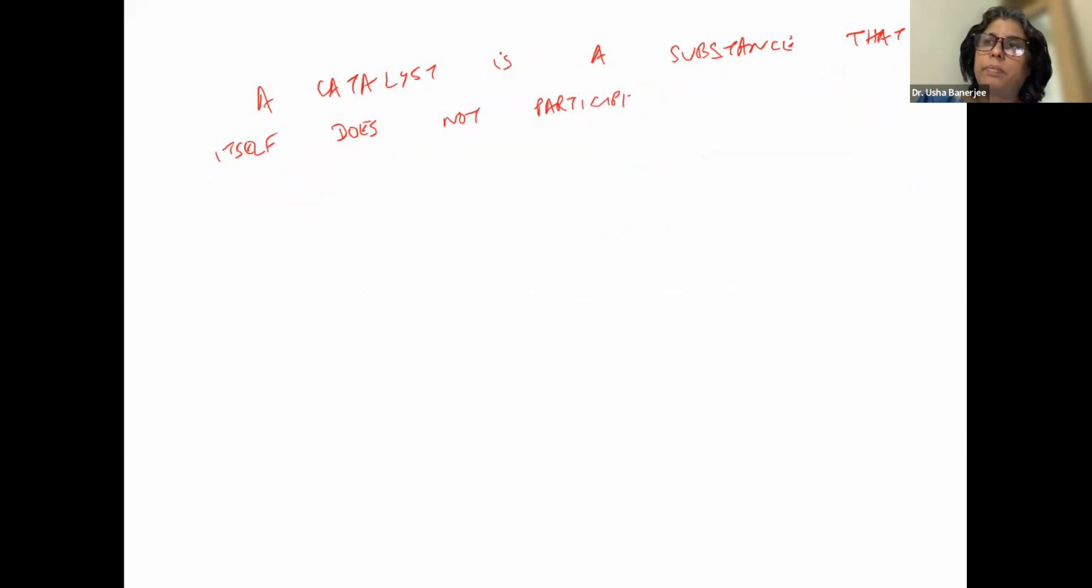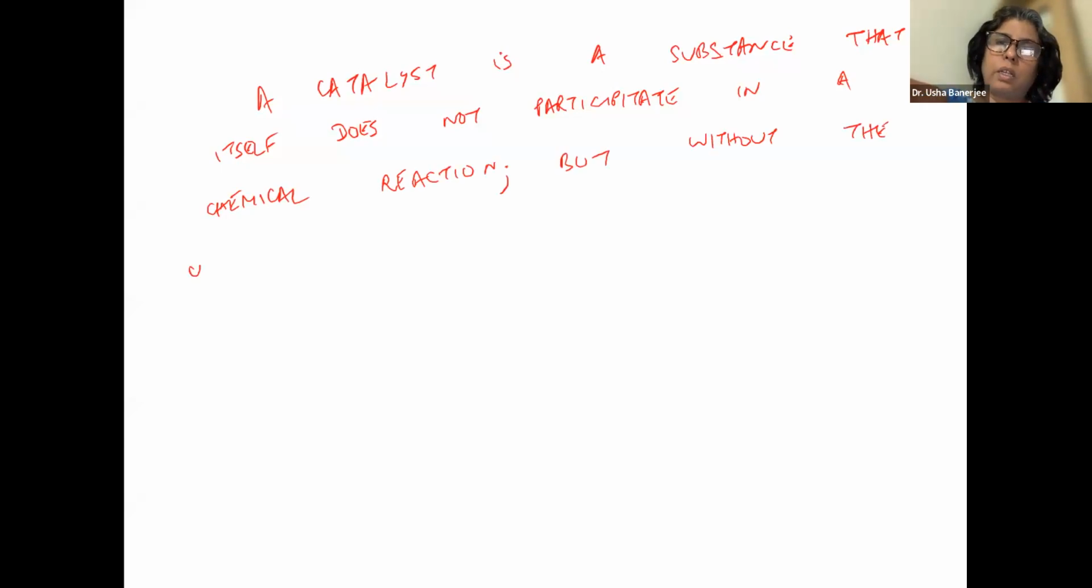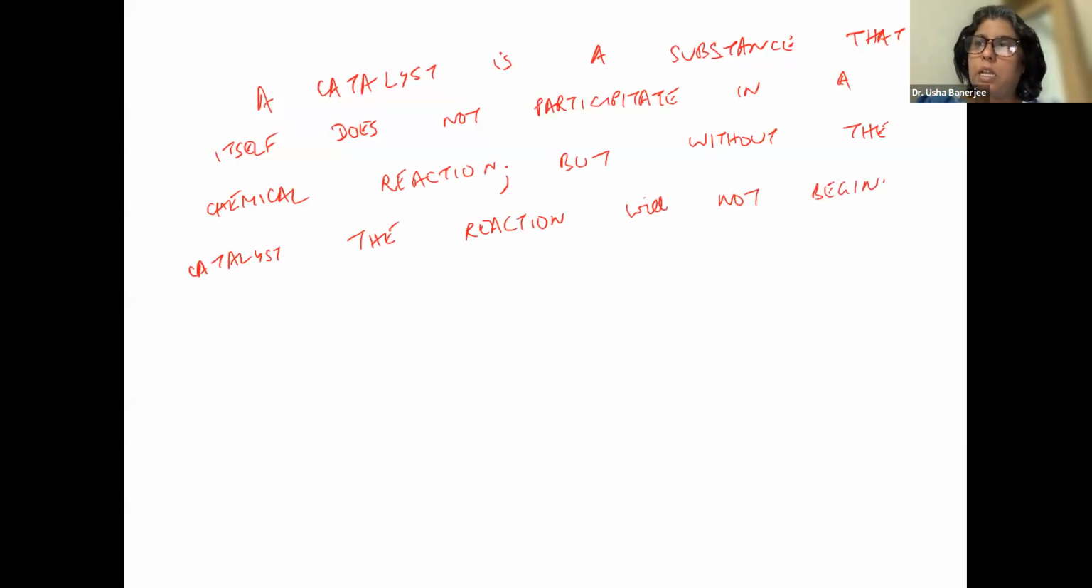So what is a catalyst? Write this down. A catalyst is a substance that itself does not participate in a chemical reaction, but without the catalyst, the reaction will not begin. I'll give you a simple example.